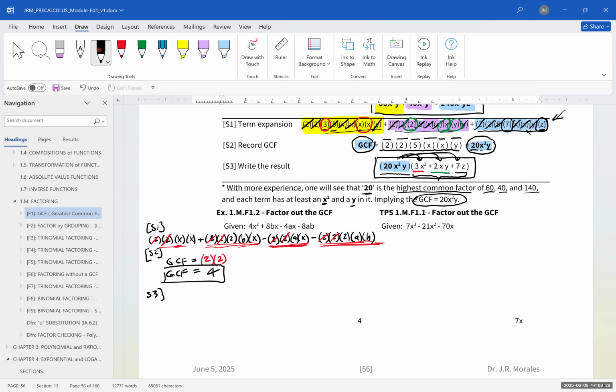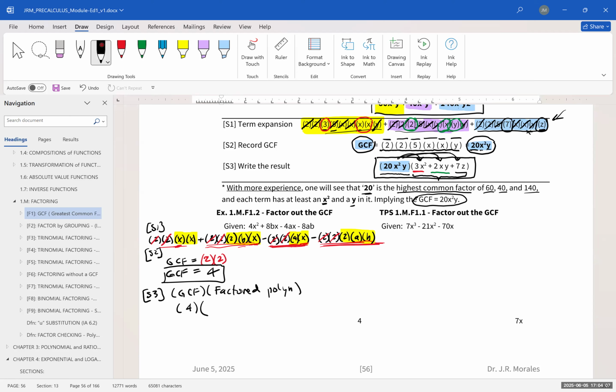And so now, step 3, if we were going to write this as the greatest common factor times our factored polynomial, then we're going to write this as 4 times, and let's see, what do we have left? Well, in this first term, we have x times x, then we've got 2 times b times x, then we have a times x, and we have 2 times ab.